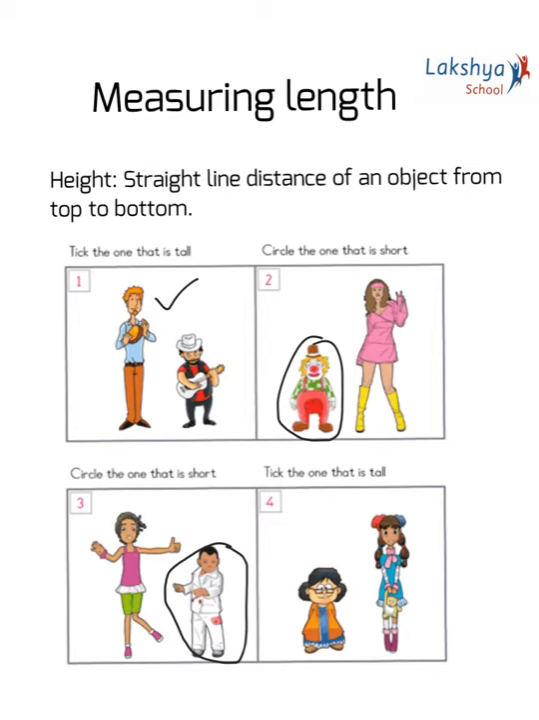4. Tick the one that is tall. So I see that the girl wearing a red and blue ribbon is taller. This is how we compare the height. So do compare your height with your siblings or parents.